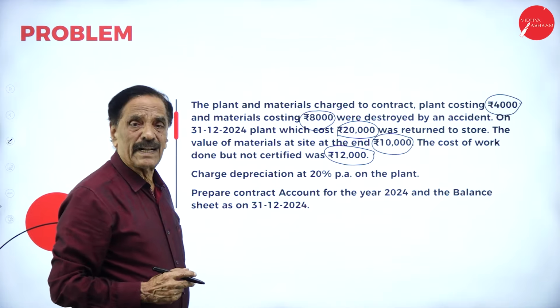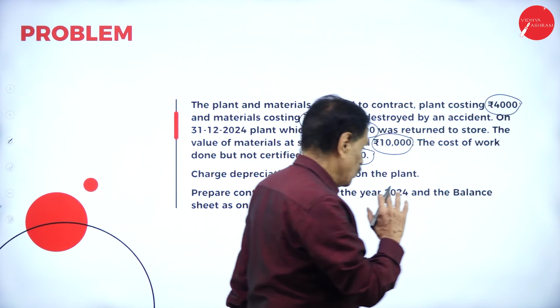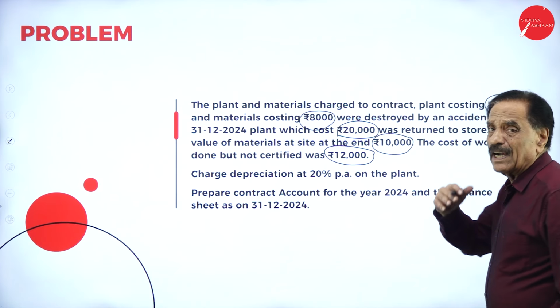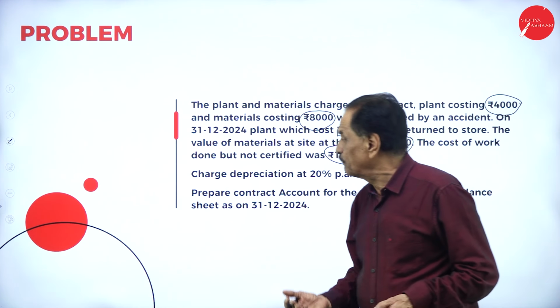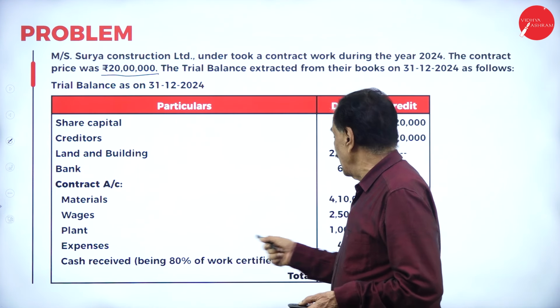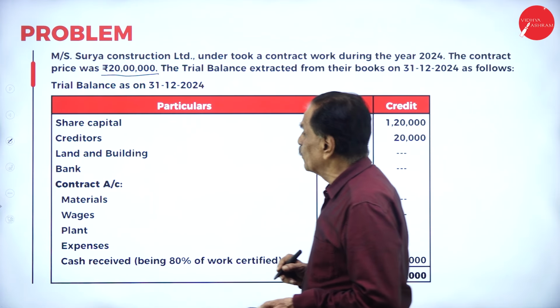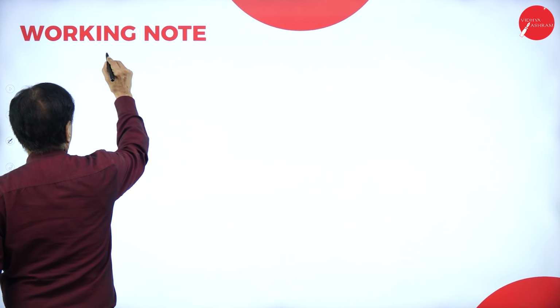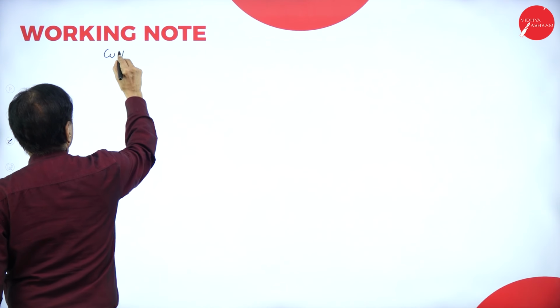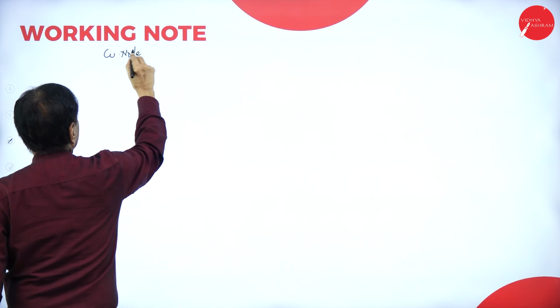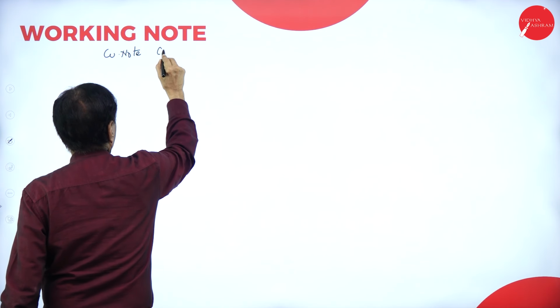Prepare the contract account. So you have to prepare the contract account and a balance sheet now. Here, cash received is there. There is no work certified. Working note. Work certified.